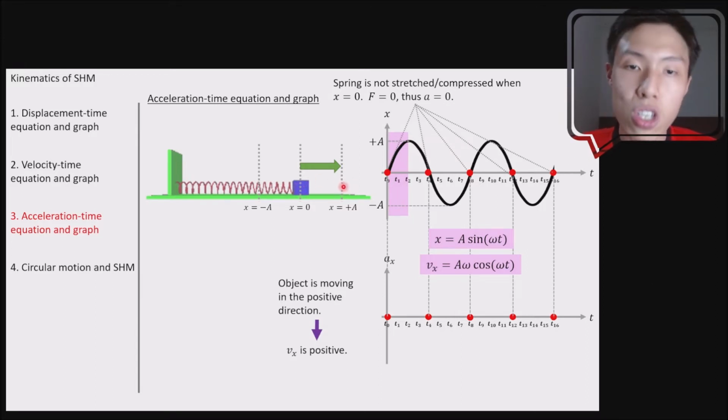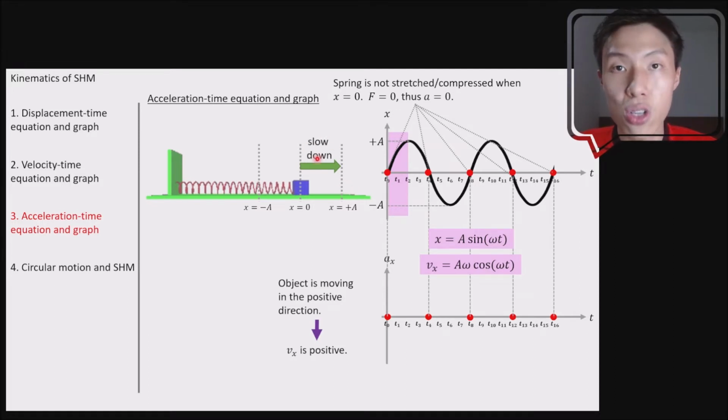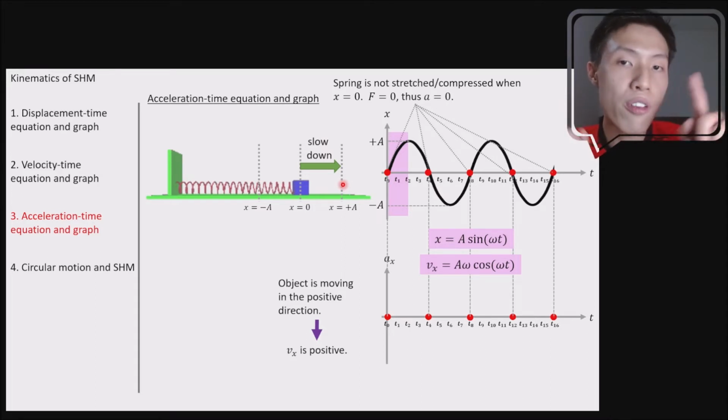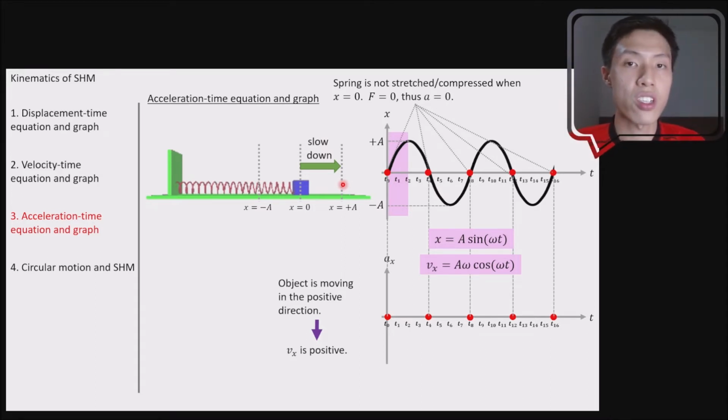You have to slow down, only you can stop here. Therefore, we know that the object is actually slowing down while it is moving towards x equals plus A. A general tip that we can use to determine whether it's speeding up or slowing down is, if it's moving further away from the equilibrium position, it must be slowing down. And if it's moving towards the equilibrium position, then it must be speeding up.